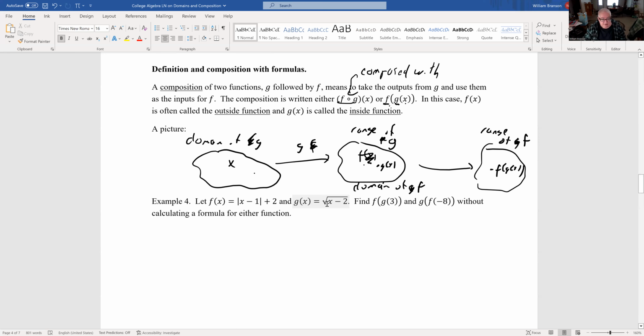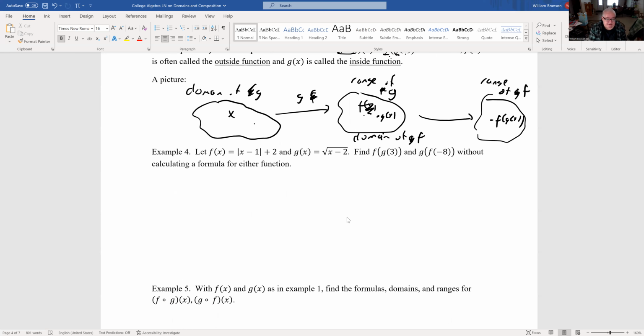Okay, so here's two functions. F of X is absolute value of X minus 1 plus 2. G of X is square root of X minus 2. What's F of G of 3? So that means we start with X equal to 3. That's my X value. And then you plug it into F of X to get F of 3. If we plug 3 into here, we get 3 minus 1 is 2. Absolute value of 2 is 2 plus 2, that's 4. And then we take that number and we plug it. Oh, I keep doing things backwards. I'm sorry about that. F of G of 3.